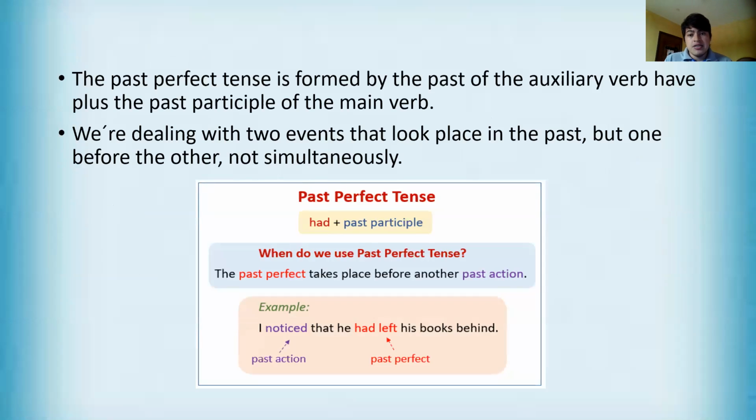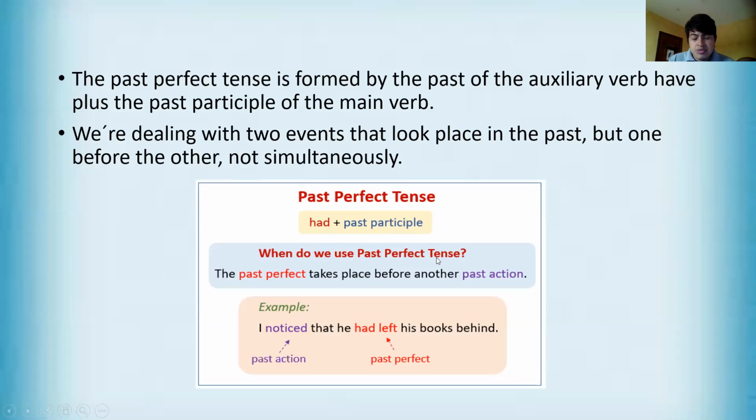The past perfect tense is formed by the past of the auxiliary verb plus the past participle of the main verb, okay? We're dealing with two events that took place in the past, but one before the other, not simultaneously. We have an example here. Past perfect tense, the rule: had plus past participle.